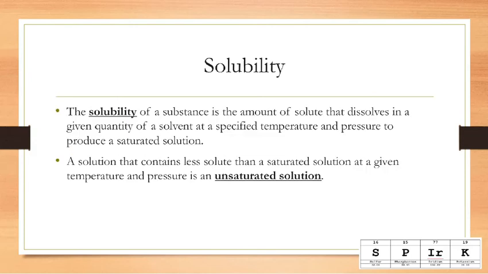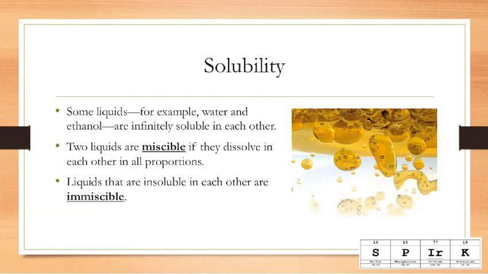The solubility of a substance is the amount of solute that dissolves in a given quantity of a solvent at a specified temperature and pressure to produce a saturated solution. A solution that contains less solute than a saturated solution at any given temperature and pressure is an unsaturated solution. Some liquids, for example, water and ethanol, are infinitely soluble in each other. Two liquids are miscible if they dissolve in each other in all proportions. Liquids that are insoluble in each other are immiscible.